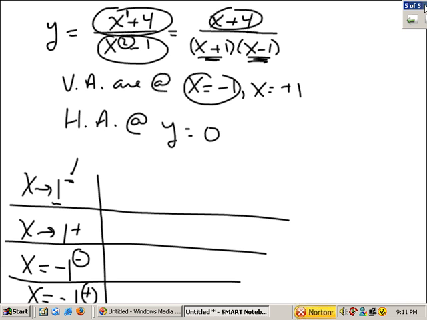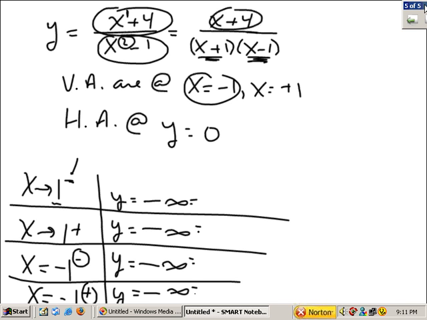And the nice thing is, we know that y is infinity. Okay, when x is anywhere near a vertical asymptote, the y value is infinity. The question is, is it positive infinity or negative infinity? That's what we want to know. Well, we have x plus 4 over x plus 1 times x minus 1.